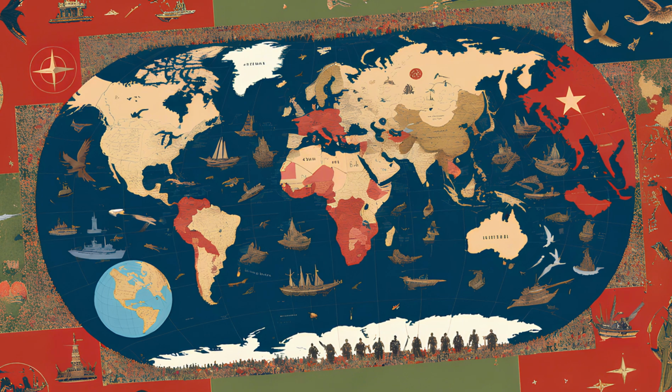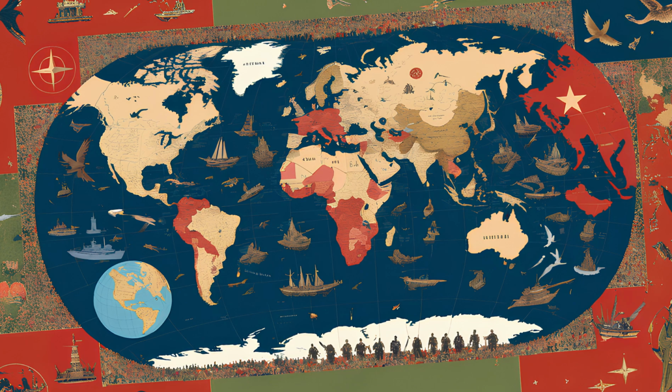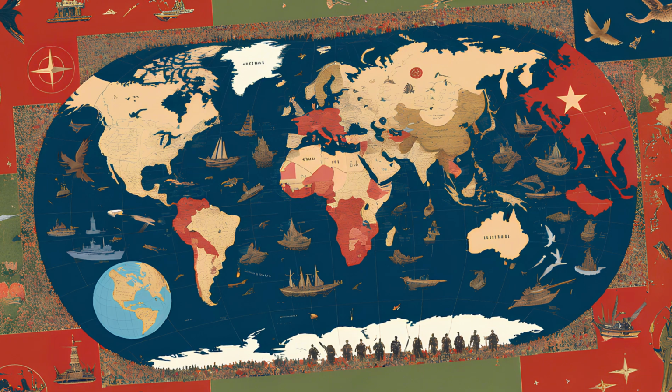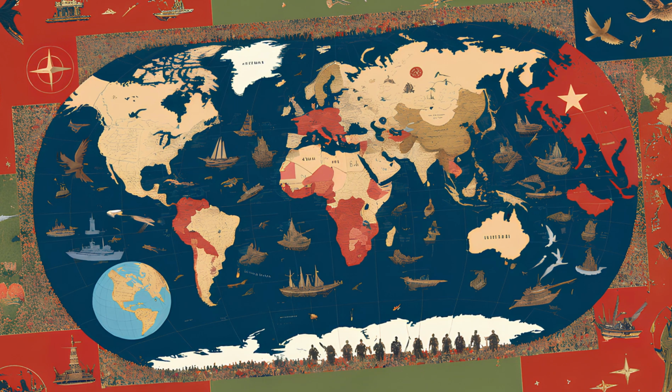NGOs, social movements. They all contribute to shaping these global norms. It's like a big web of influence, right? Right. And sometimes those groups can be even more influential than states, even without military power or economic power.